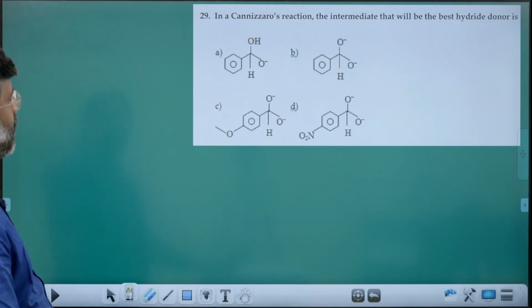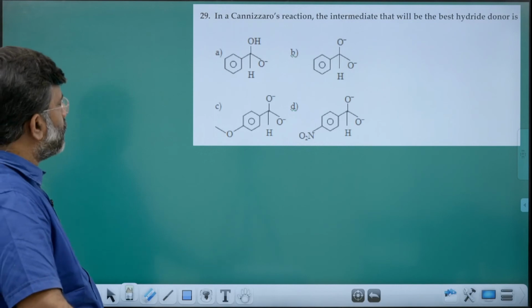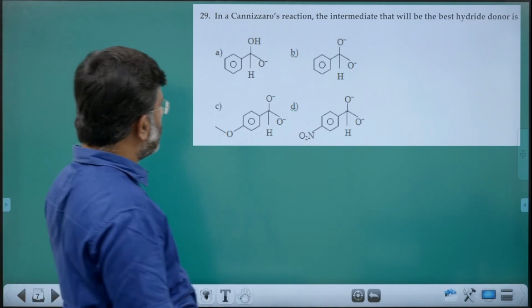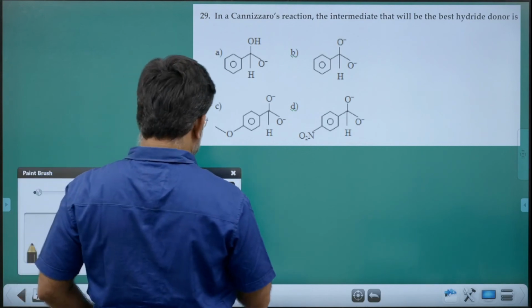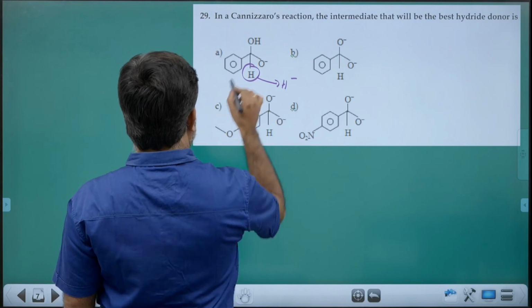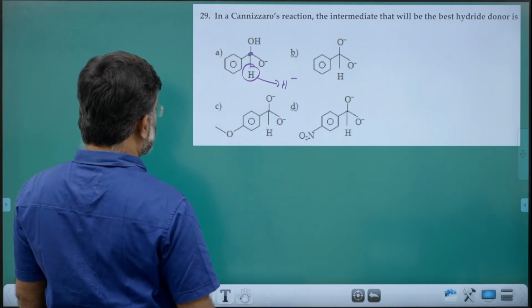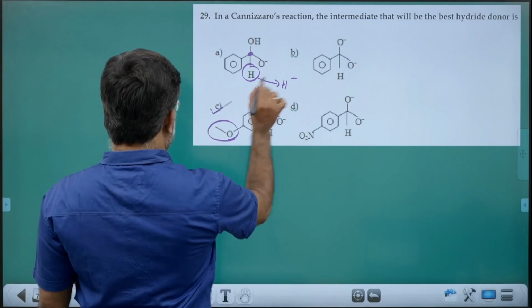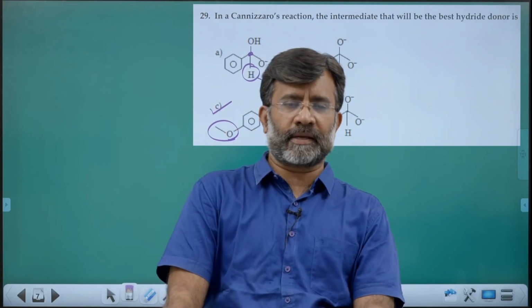In Cannizzaro reaction, which intermediate will be the best hydride donor? See, hydride donor means H minus going, isn't it? Hydride donor means it should go as H minus. That means this will turn plus, and that is stabilized by electron donating groups. Option C is the correct answer.